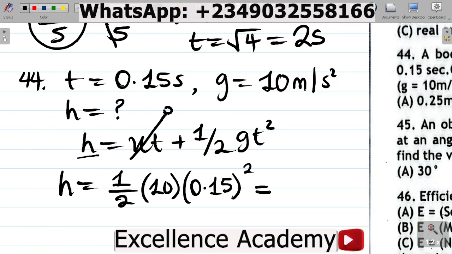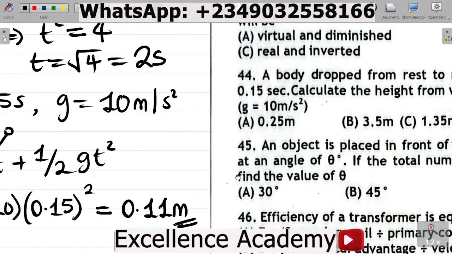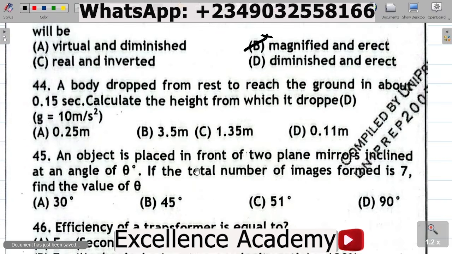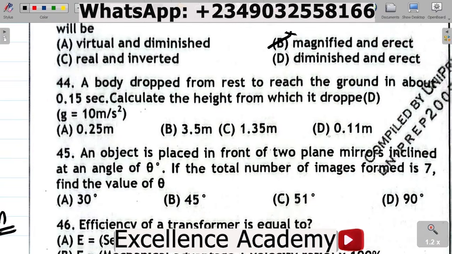So get your calculator and punch this correctly. 1 over 2, open a bracket, times 10, open a bracket, times 0.15 squared. Punch this correctly. If you punch this correctly, your answer here will be 0.11 approximately. 0.11 meters in two decimal places. So do we have 0.11 meters here? Yep, that is option D. Option D, 0.11 meters. That is the correct answer.